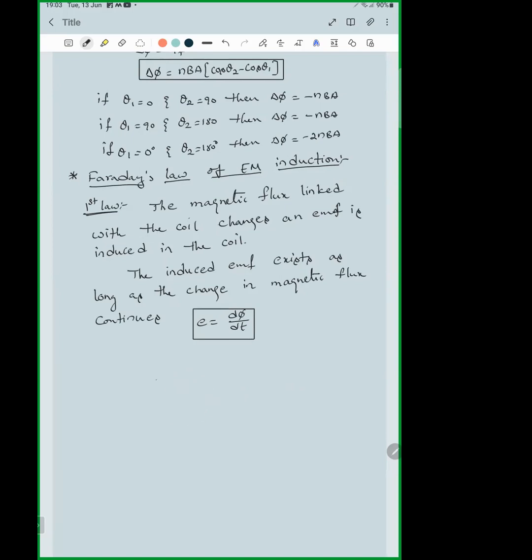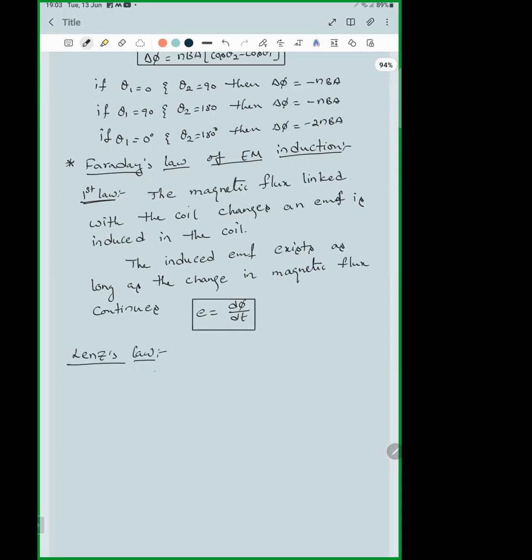Understood? According to Lenz's law, Lenz's law is based on conservation of energy. Simply, we call it a conservation of energy. See this Lenz's law, it is based on conservation of energy. Okay, it is based on conservation of energy.